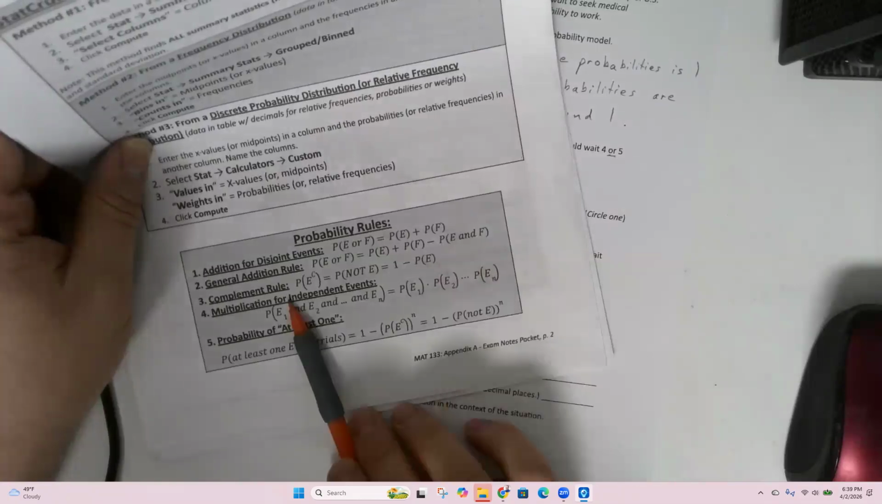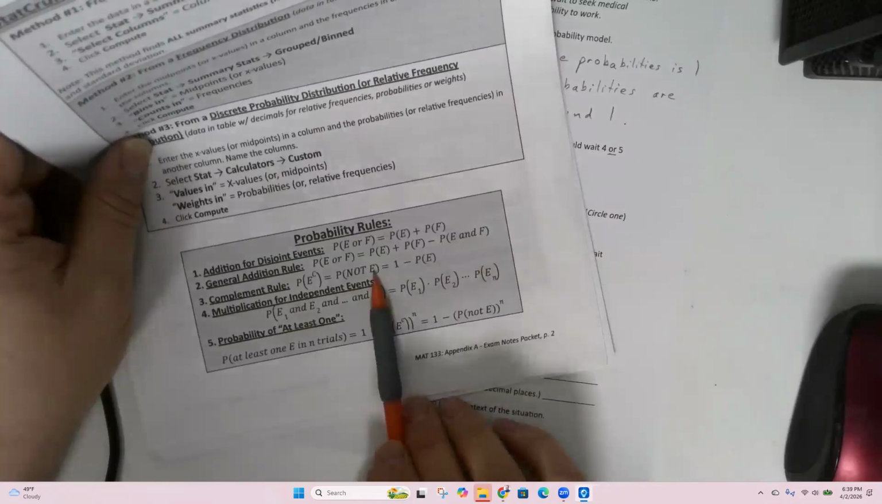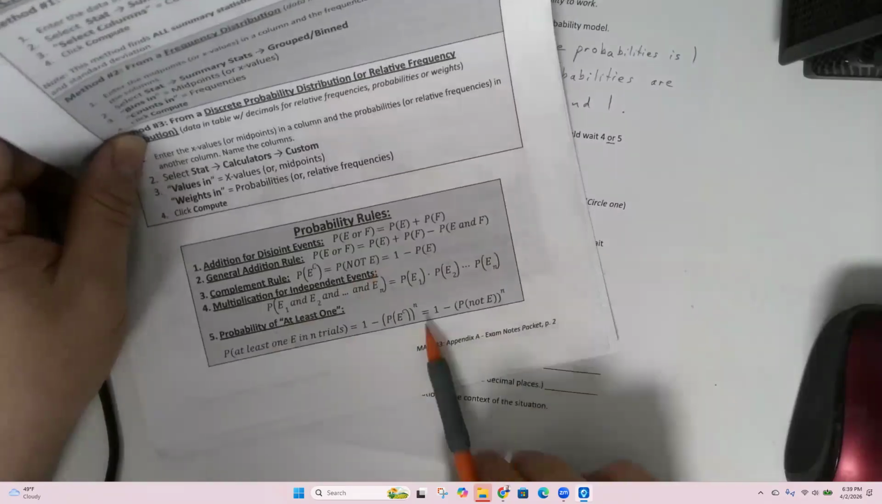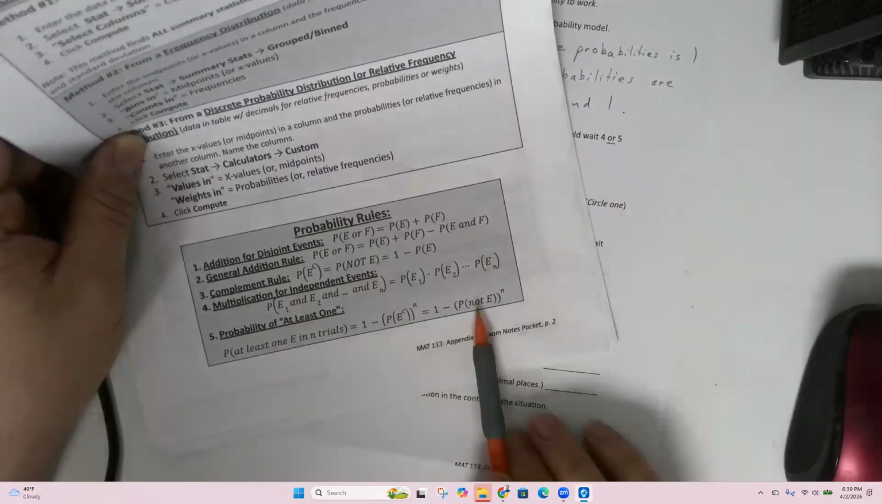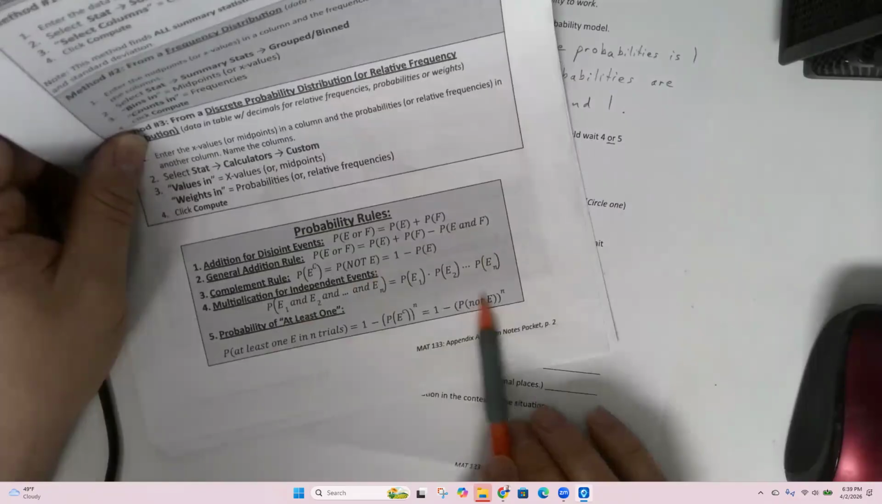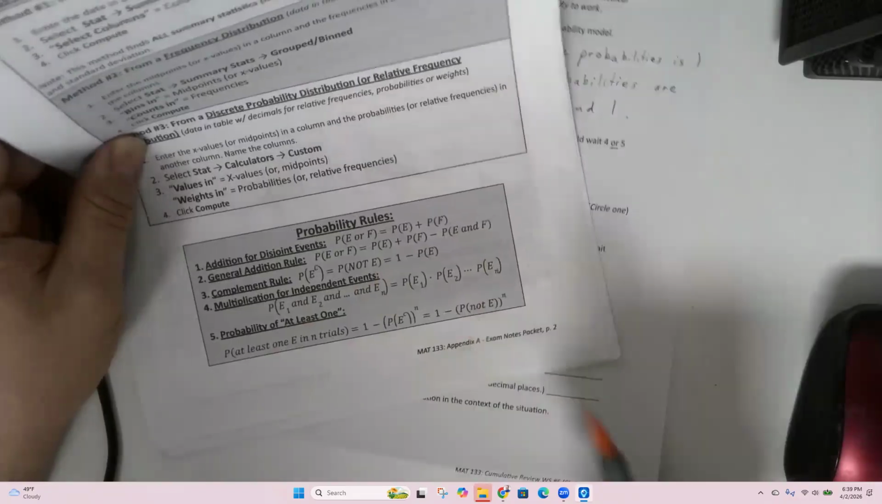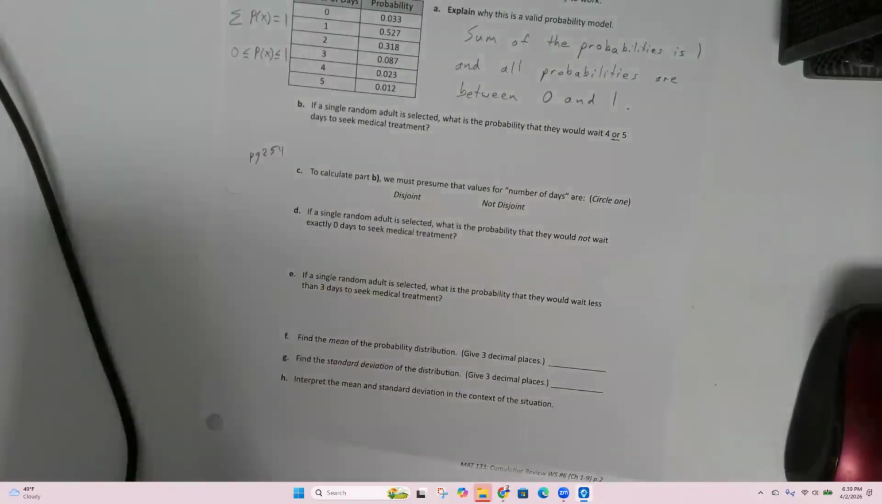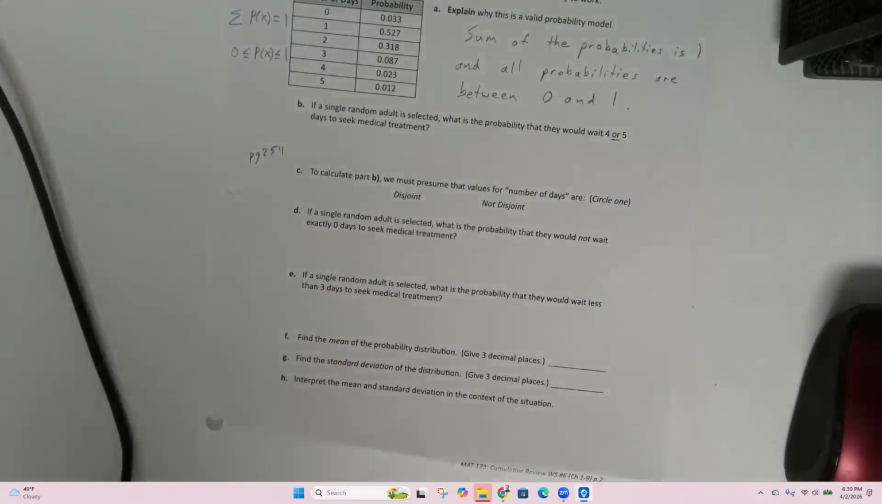Complement rule is if it's not something, and then the at least one is a whole convoluted thing, right? At least one, you have to calculate the probability of not the event, and then plug that in here, 1 minus that, to the power of n, right? So that is all on page 254, okay?